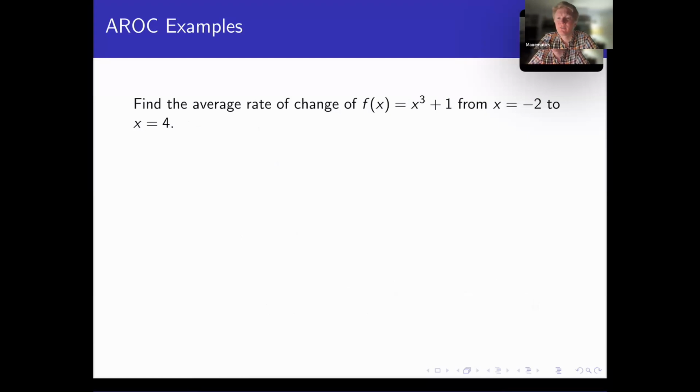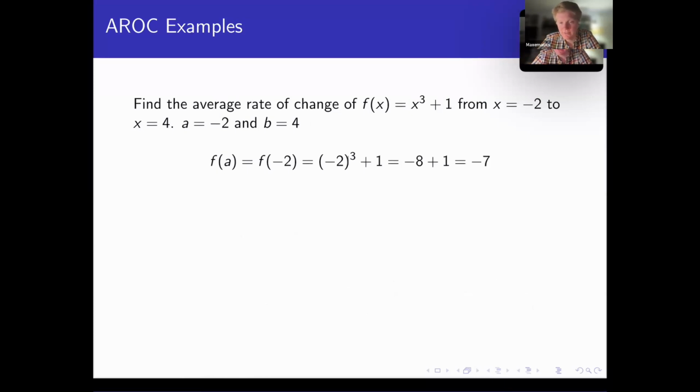Let's do that again. x cubed plus 1 from x equals negative 2 to x equals 4. Well, we start from a, end at b. So a is negative 2, b is 4. Let's find f of a, f of negative 2, by plugging in negative 2 to the function. Negative 2 cubed is negative 8. Negative 8 plus 1 is negative 7. f of b says plug in b, plug in the final endpoint. Well, 4 cubed is 64. 64 plus 1 is 65.